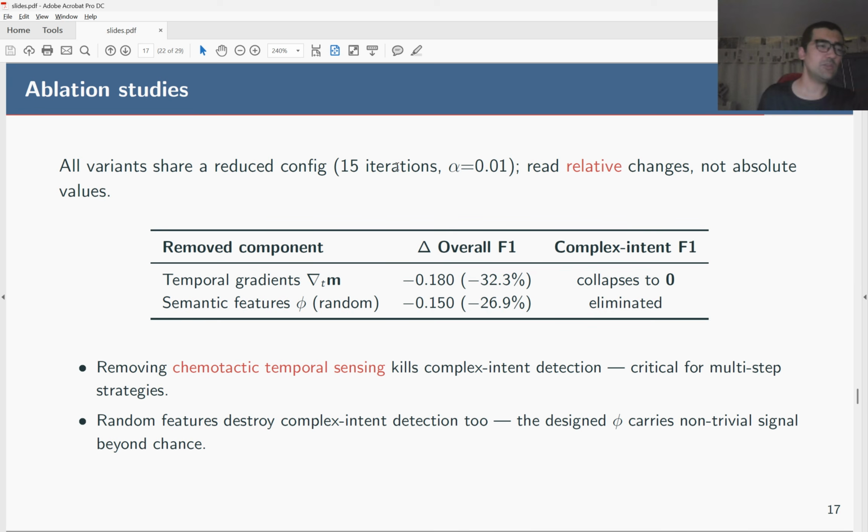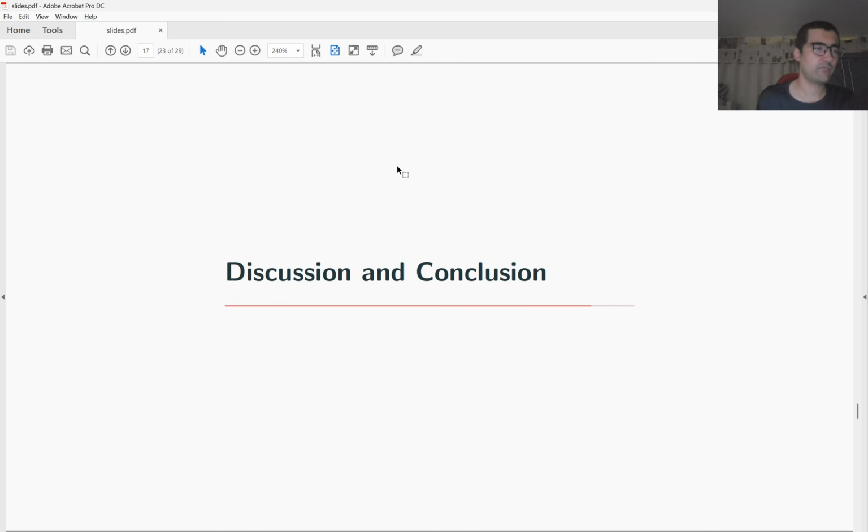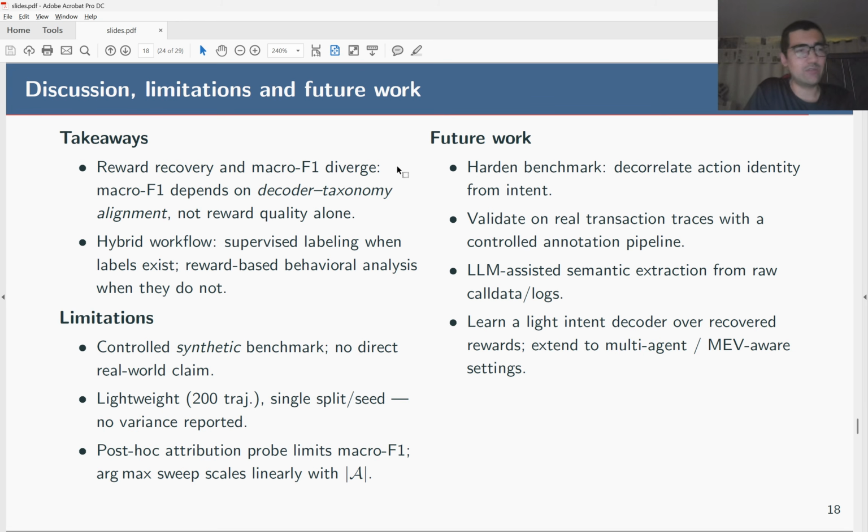Let me wrap up with what this means and where it's limited. The main takeaway is that reward recovery and macro F1 diverge. And the reason is that macro F1 depends on how well a decoder lines up with the taxonomy, not just on how good the reward is. Practically, that suggests a hybrid workflow. Use supervised labeling when you actually have labels, and lean on reward-based behavior analysis, things like preference inference, when you don't.